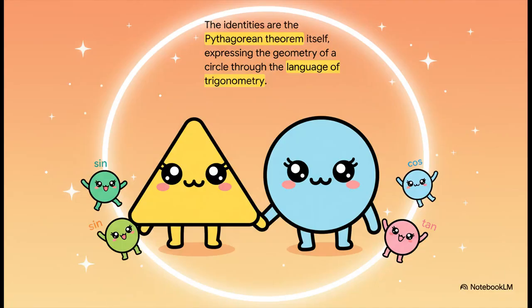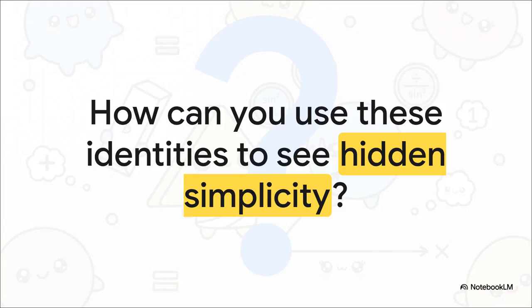So that brings us full circle, literally. What we've seen today is that these 3 identities aren't just abstract rules you have to cram into your brain. They're the Pythagorean theorem, just wearing a different hat. They're the fundamental geometry of a circle, spoken in the language of trigonometry. So I want to leave you with this question. Now that you know these identities are basically just relationships born from a simple circle, how is that going to change the way you look at the next gnarly problem you come across? What other hidden connections are just waiting for you to find them?